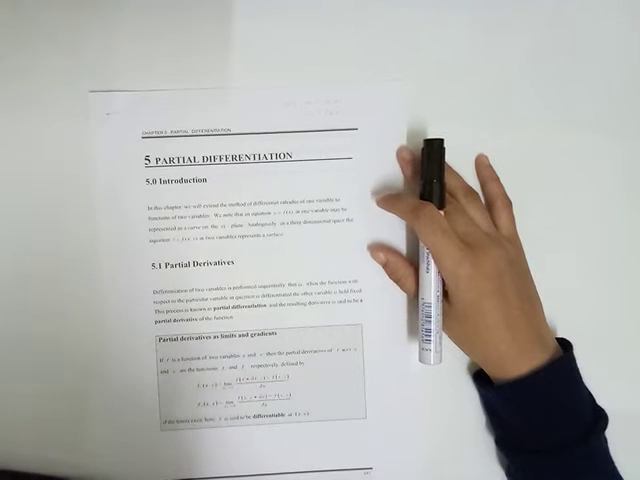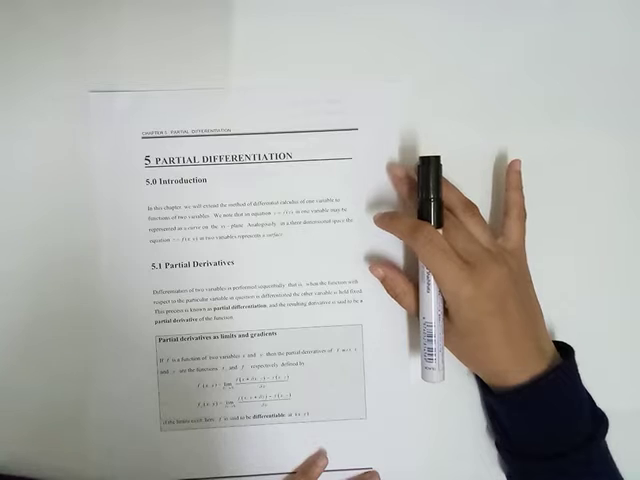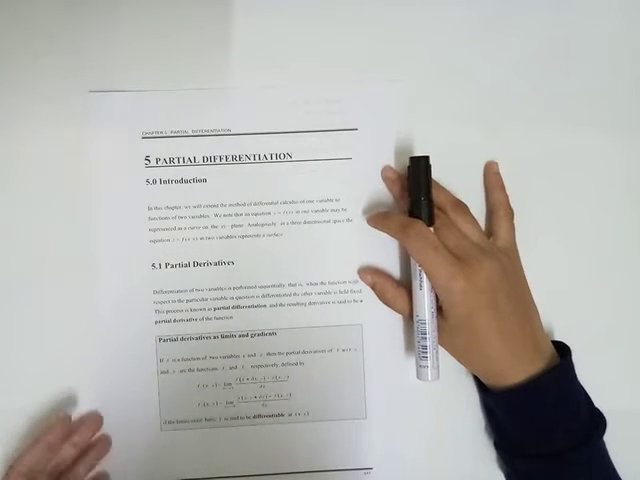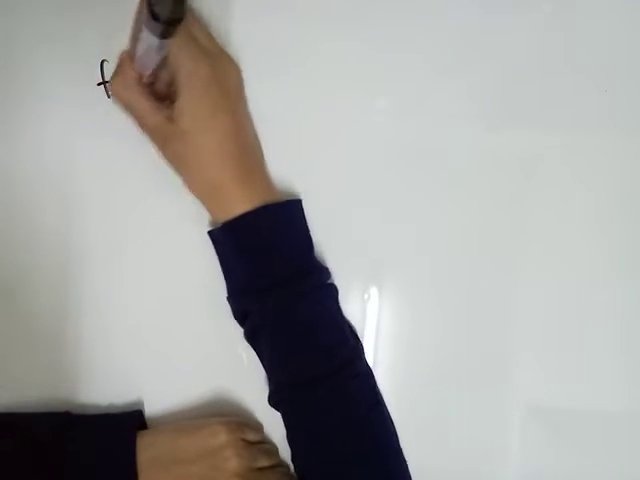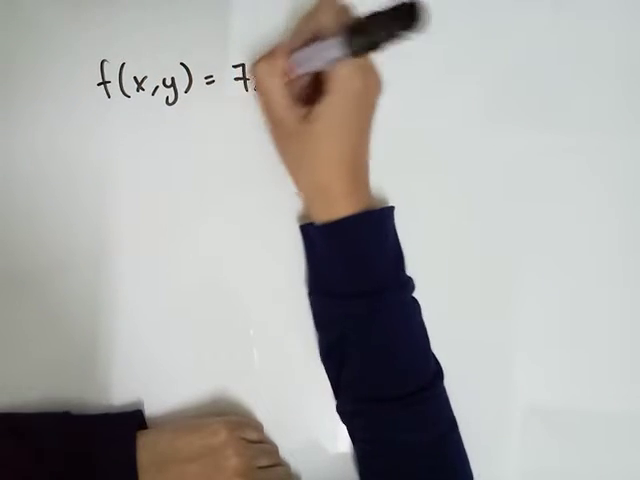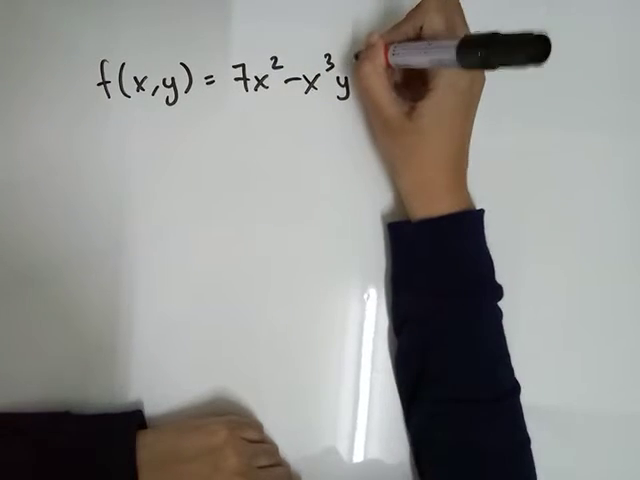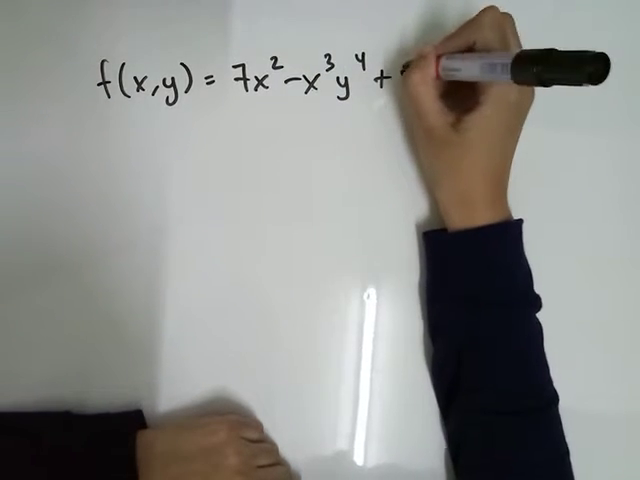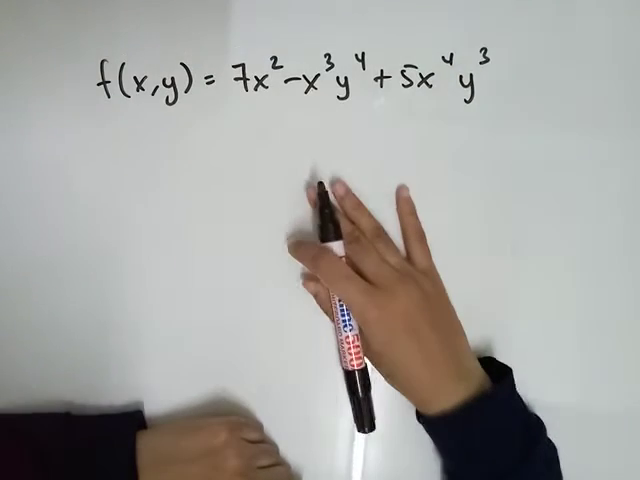Alright class, now we go to chapter 7, partial differentiation, which is the last chapter. Okay, what is partial differentiation? Okay, I give you examples. Let's say we have a function of x and y equals 7x squared minus x cubed y power 4 plus 5x power 4 y cubed.